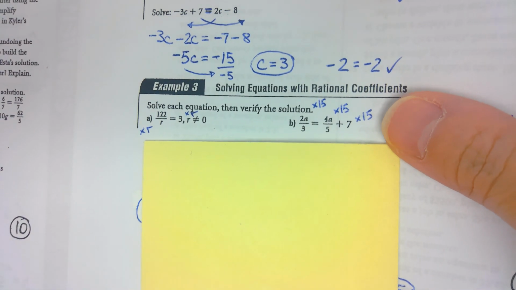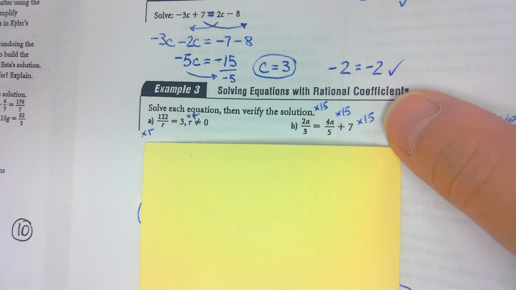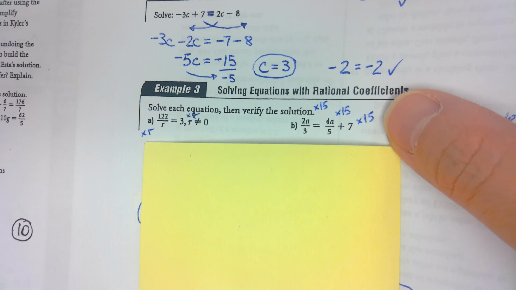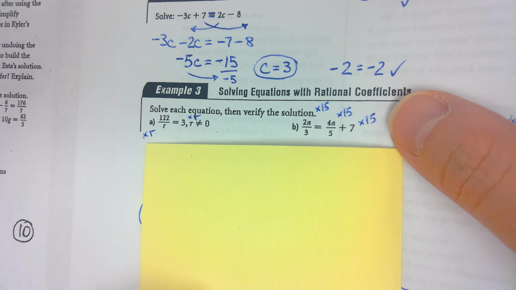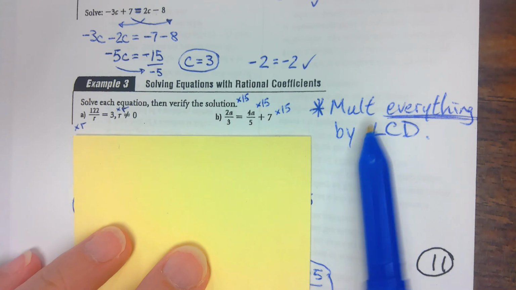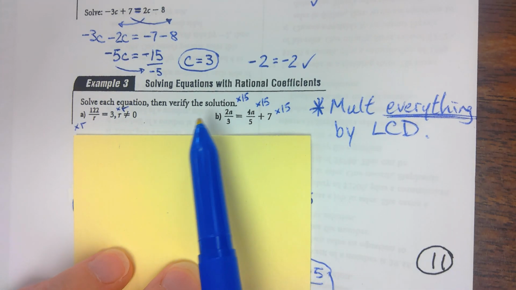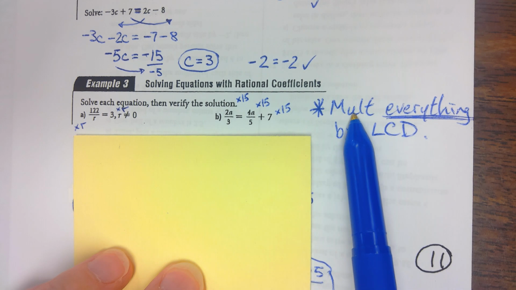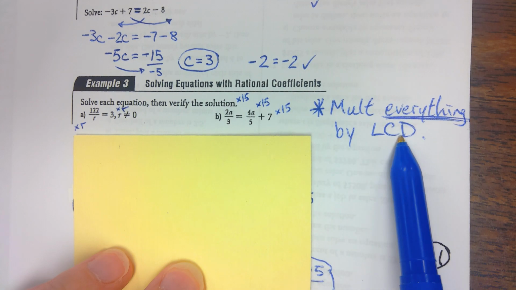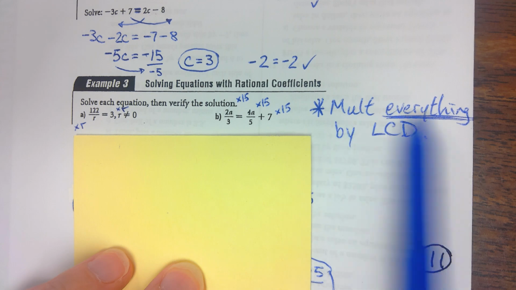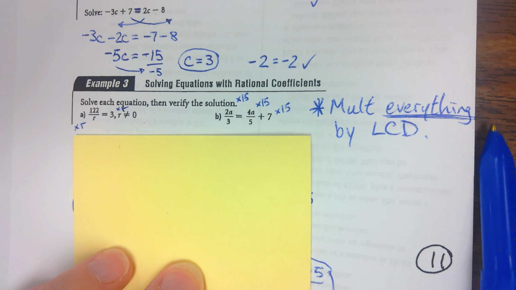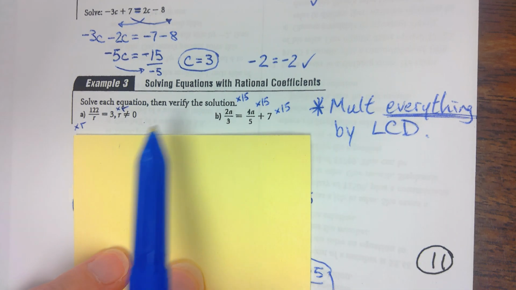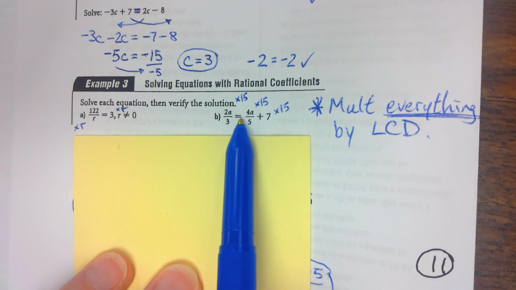Okay. This one. Example 3. What makes example 3 look hard? The fractions. Do we like fractions? No, we hate fractions. Okay, so here's a little trick for my students. This is what I always do. Whenever I see fractions in an equation, I just multiply everything by the lowest common denominator. It's a little trick that always works when it's an equation.